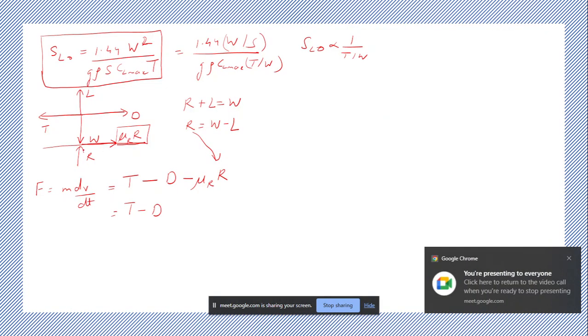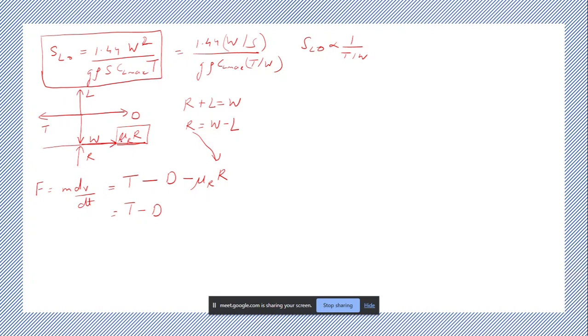You have a reaction force, and since it's moving on a surface, you have a frictional force. The frictional force is given by mu r into R, where mu r is the coefficient of friction. And if you write the balance equations at equilibrium in the vertical direction, you have R plus L equal to W, and R equals W minus L.